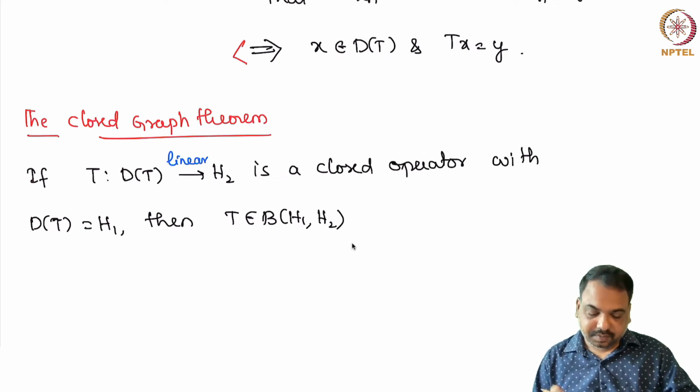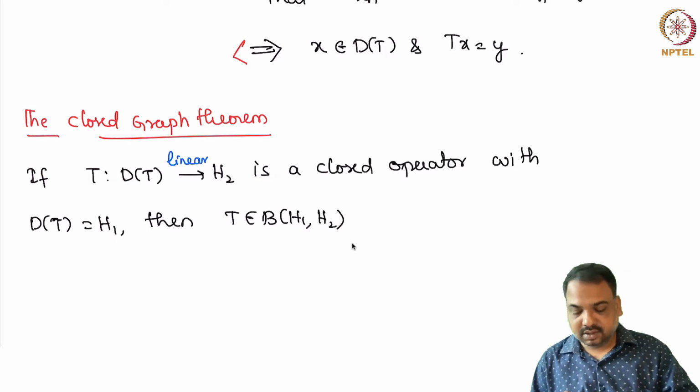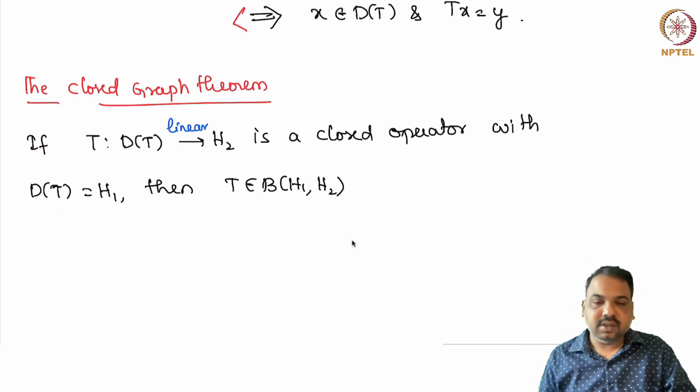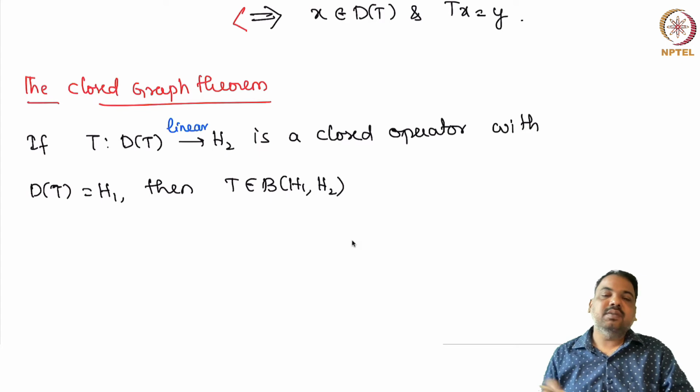That means the difference between a closed operator and a bounded operator is the domain. If the domain is the full space and it's closed, then it's bounded. That means for a bounded operator, the domain is the full space. We always assume that the domain is the full space. Now one can ask the converse. What happens if T is a bounded operator? Can we say that it's closed?